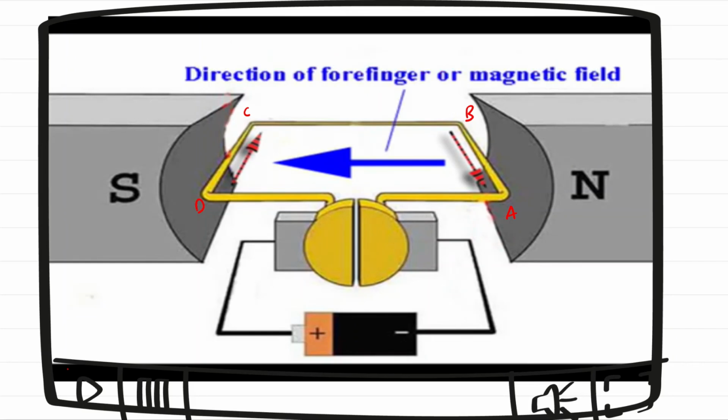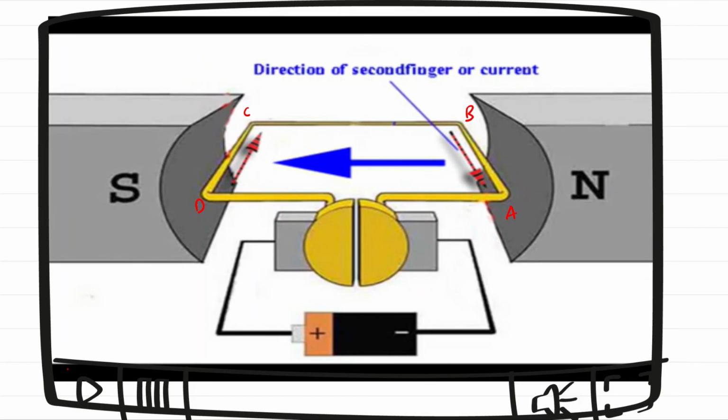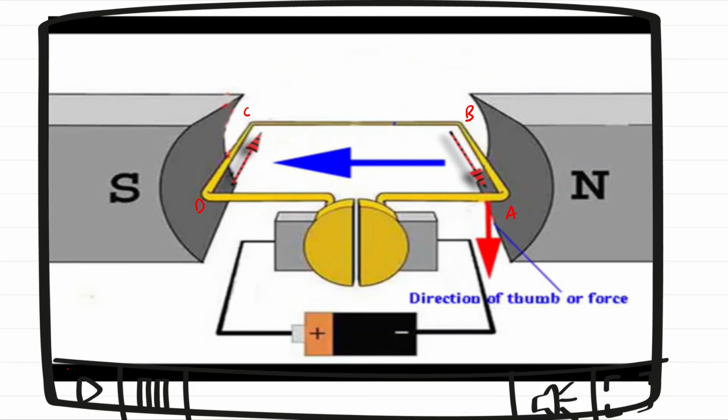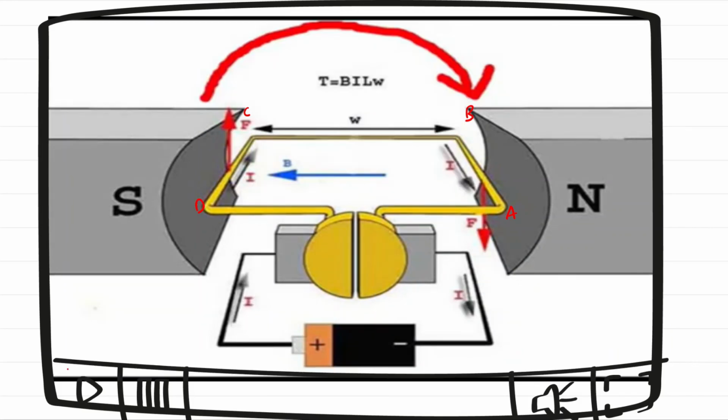Similarly, again if the forefinger is aligned along the direction of magnetic field, that is from north pole to south pole, and the second finger or middle finger is aligned along the direction of current in the right side conductor, then the thumb indicates the direction of mechanical force. This is clearly downward here. Due to these upward and downward forces, the turn tends to rotate in clockwise direction as shown.